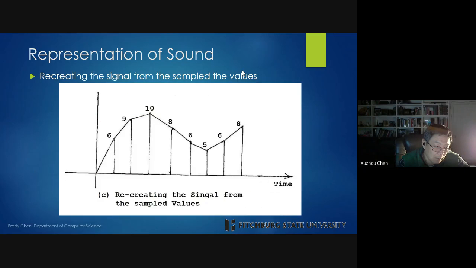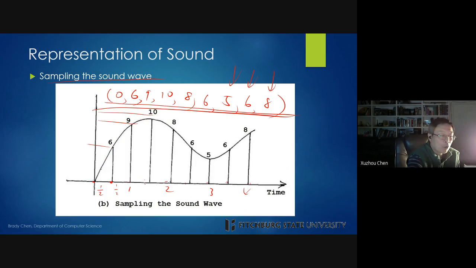Here's what you have: 0, 6, 9, 10, 8, 6, 5, 6, 8. Basically, you lose the information between 0 and 1/2, and between 1/2 and 1 second. So you lose the information in between. Now, how can you rebuild? Basically, you just draw the straight line here. So this is the digital sound wave. This digital sound wave represents the original sound wave. That's called digitalizing.